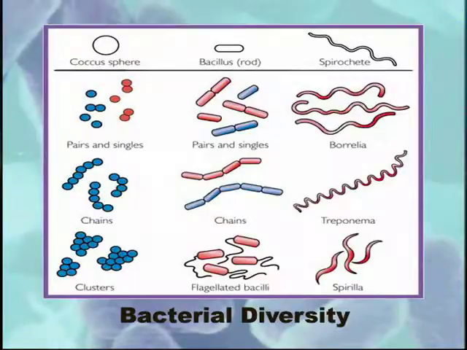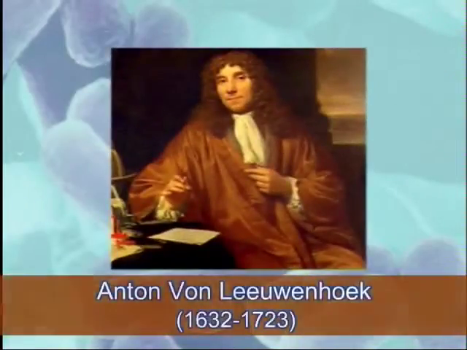It was Antony van Leeuwenhoek, a Dutch cloth merchant, who was the first to give an illustrated description of microorganisms. The thousands of microscopic organisms that he saw in a drop of water were collectively named by him as animalcules.